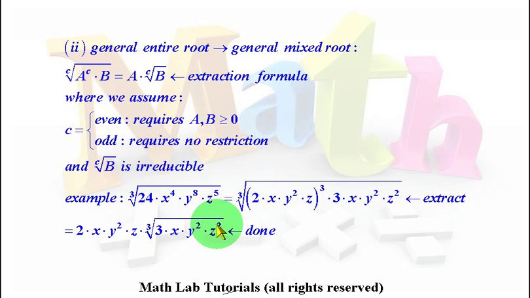Remember we said that the cth root of b should be irreducible. That's how you know that you've extracted the largest possible perfect cube outside the radical. This cube root here at the end must be irreducible. Okay, let's go on to the next slide.